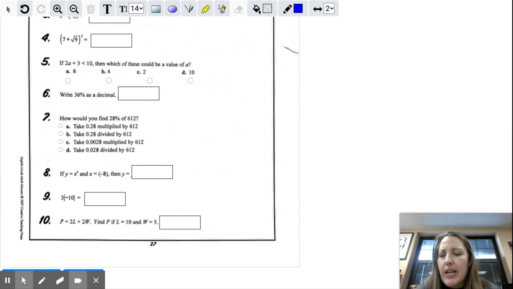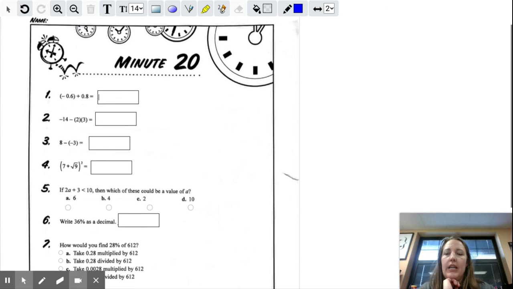Don't forget on number 9 what absolute value is. Absolute value is the number's distance from 0, right? So the absolute value of negative 10, how far is it from 0? It's 10, right? Okay, so you take the absolute value, think of that like a grouping symbol, and that's saying what is 3 times the absolute value of negative 10. So 3 times 10. Okay.